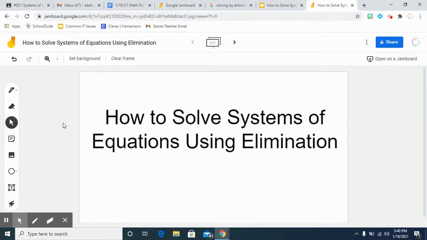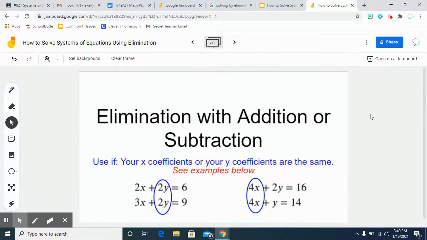I'm going to go through a couple different problems showing all the different possible situations you can see yourself in when you're solving systems of equations. First we're going to start with elimination that has addition or subtraction, and you're going to use this when your x coefficients or your y coefficients are the same. My two examples right here show that we've got our y's in common and our x's in common.